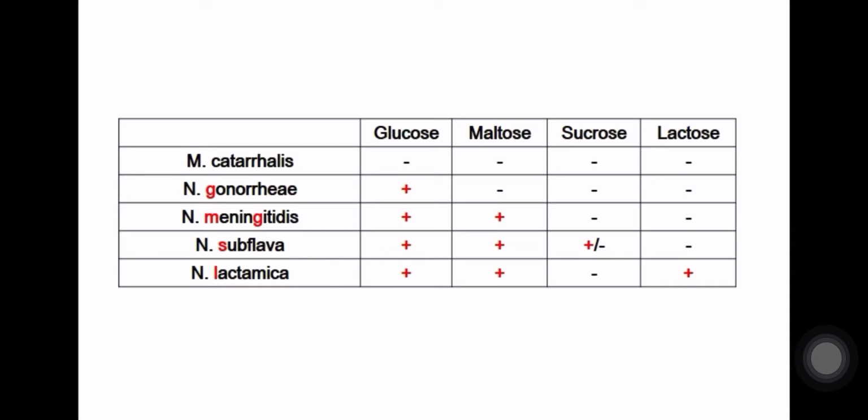For N. meningitidis, it has an M and a G, so it will produce acid from both glucose and maltose. We also have N. subflava, take note, subflava letter S, it will produce acid from glucose, maltose, and sucrose. You also have N. lactamica, letter L for lactose, so it will produce acid from glucose, maltose, and lactose. Also remember, just in case, Moraxella catarrhalis fails to produce acid from glucose, maltose, sucrose, and even lactose.